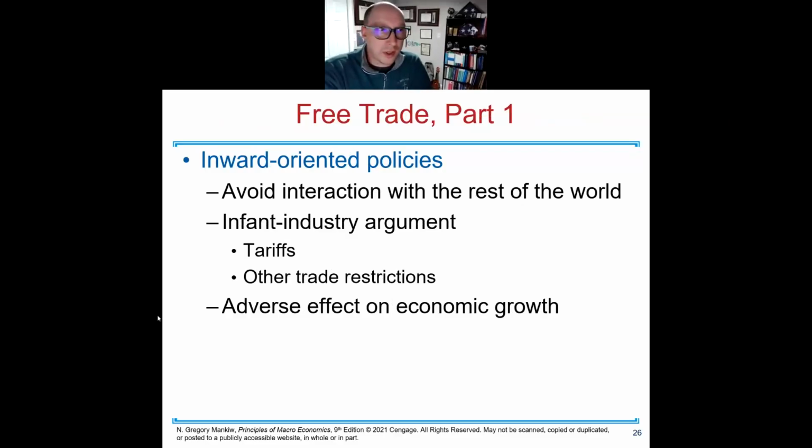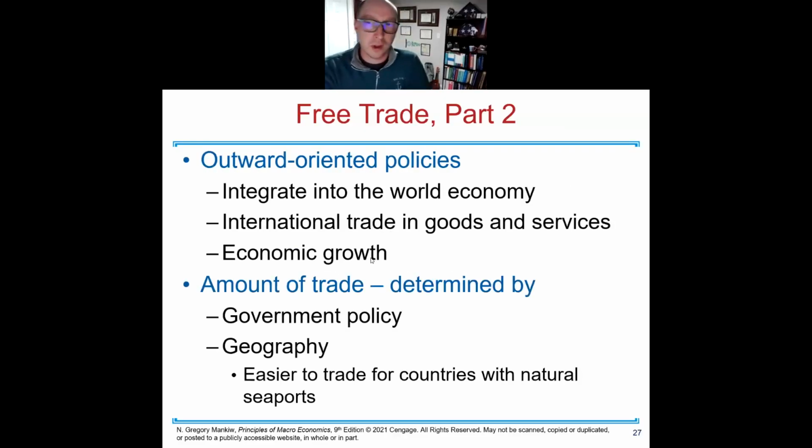It's also important to understand our policies. Where do we stand on tariffs? Where do we stand on trade? And how do our policies impact or foster economic growth? That's inward looking. And then we also look outward. How do our policies interact with the world policies and international trade for goods and services? And we also look at other government policies and geography to foster trade among other nations.